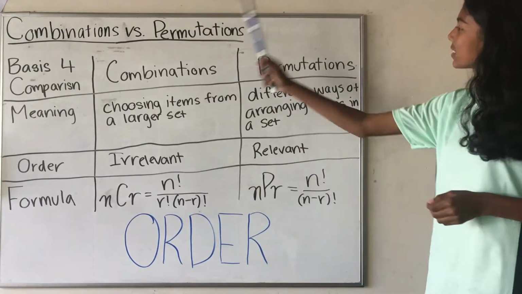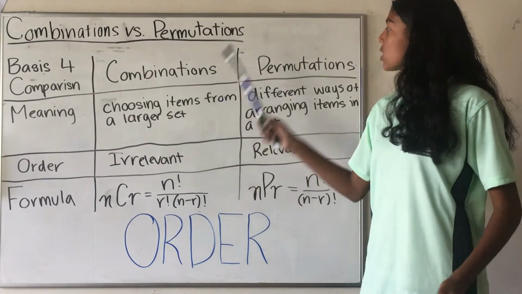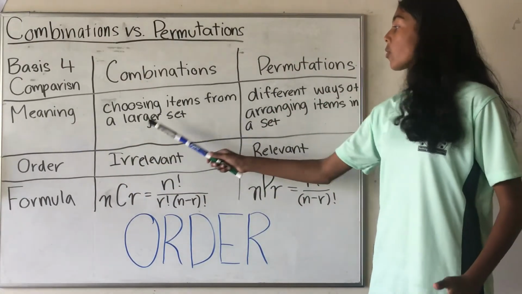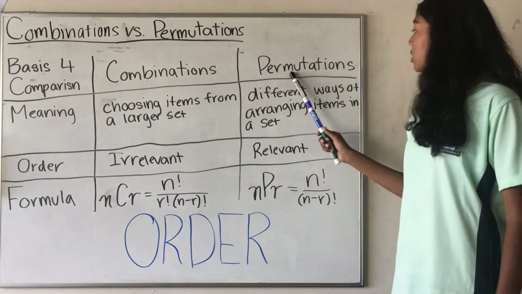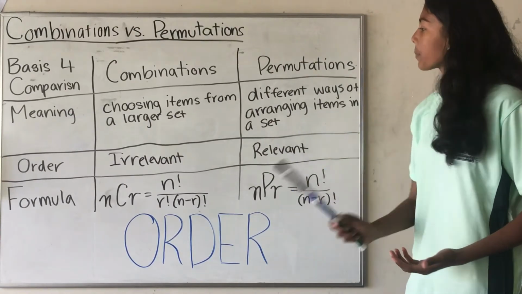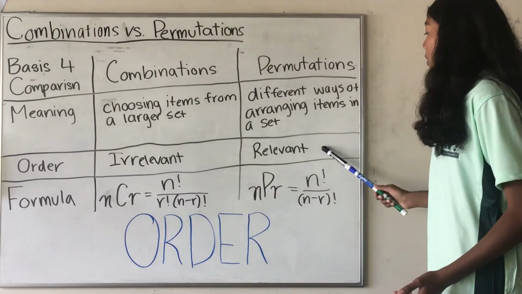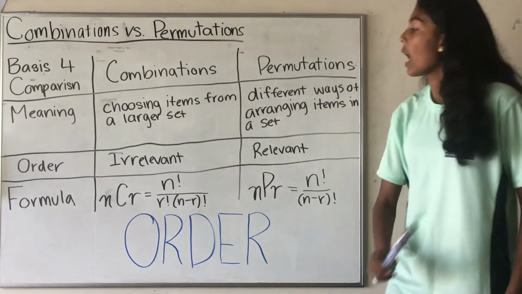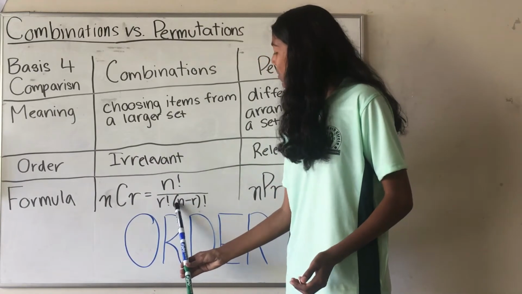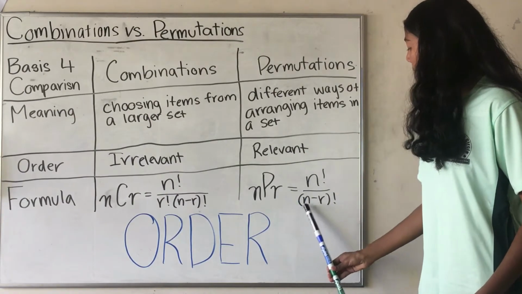So I have here a little table. This is our basis for comparison, and these are the things with combinations and permutations. The definition of a combination is choosing items from a larger set, whereas the meaning of a permutation is different ways of arranging items in a set. Also, order in combinations is irrelevant, whereas it's really relevant in permutations. The formula for combinations is n factorial over r factorial times n minus r factorial, while in permutations, the formula is n factorial over n minus r factorial.